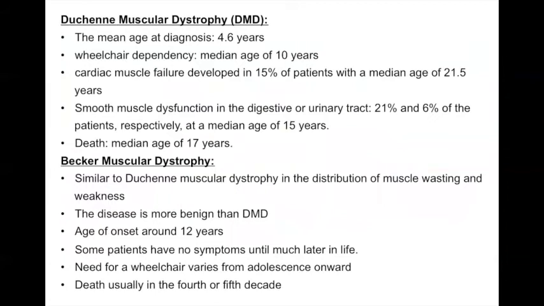Duchenne muscular dystrophy and Becker muscular dystrophy are X-linked diseases. Duchenne is the more severe clinical phenotype, with diagnosis around 5 years of age, cardiac muscle failure in about 15% of patients, and a median age of survival of about 17 years. So a very severe clinical phenotype. Becker muscular dystrophy, which is this muscle weakness, is similar to Duchenne, but has a more benign phenotype. Age of onset is around 12 years and life expectancy is 40 to 50 years.